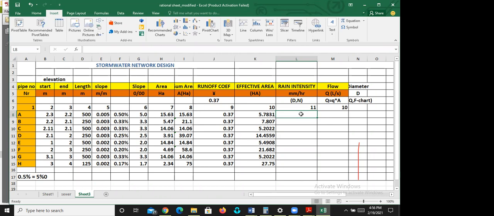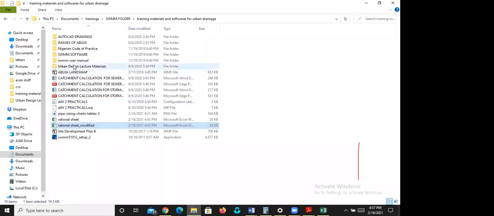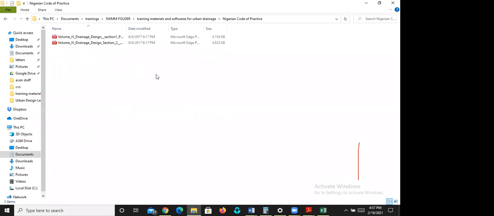So that rain intensity is what you now go and read off in the charts. The rain intensity depends on which city you keep. Then you go to 10 minutes and read it off against the return period. So what you do is you now go to Nigerian Code of Practice. Click on Nigerian Code of Practice, and you open it with PDF.